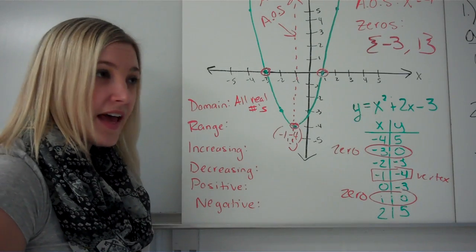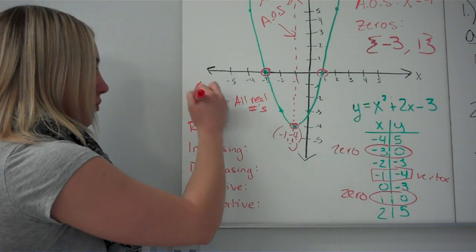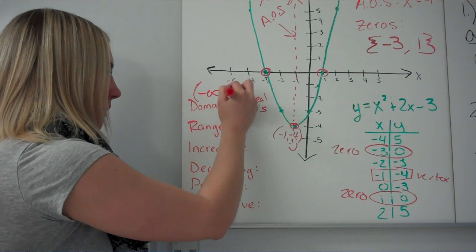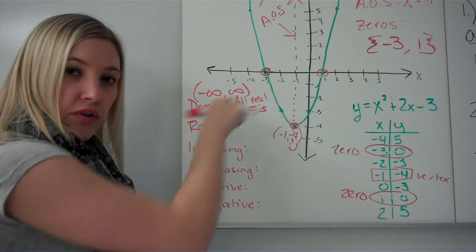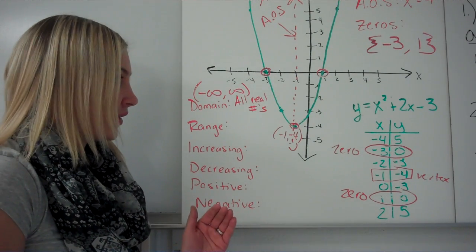You could also write that as it would keep going from -infinity to positive infinity. So if you put it into interval notation, it'd be -infinity, comma, infinity, both with the parentheses because you can't say it stops at infinity.